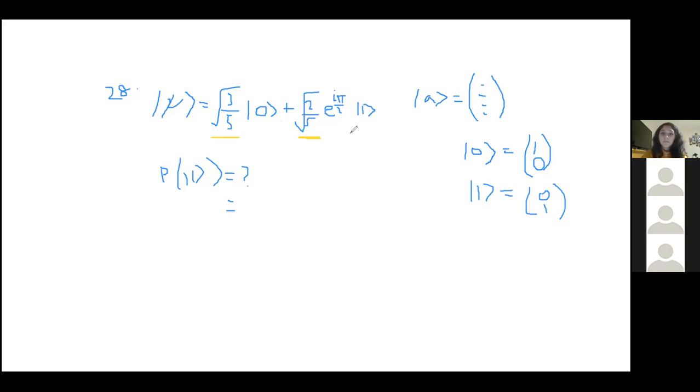So the probability of finding this state in state 1 is just square root 2 over 5, all squared. And that is equal to 2/5. So that was all we had for statistics and probability that I wanted to go through.